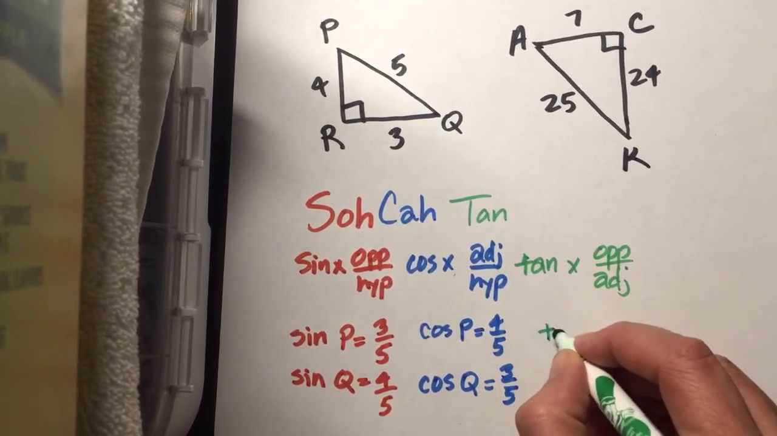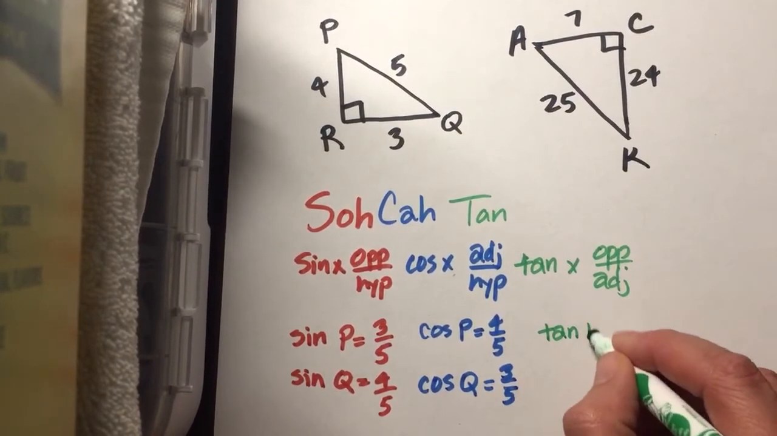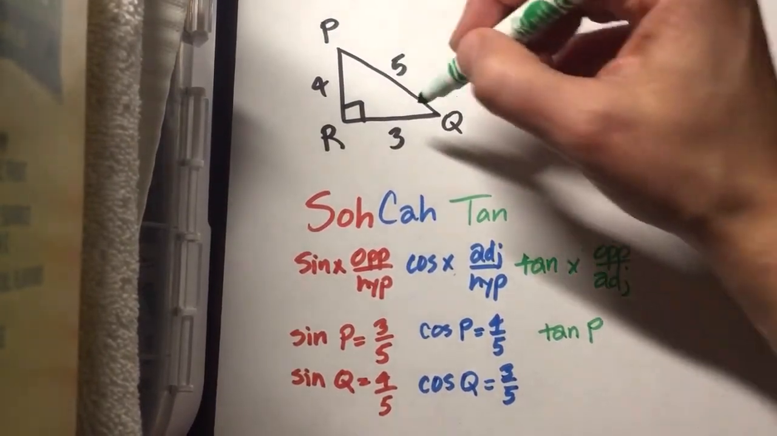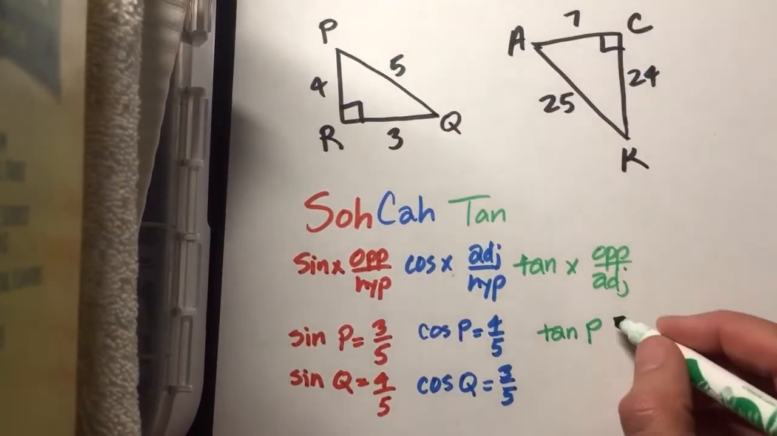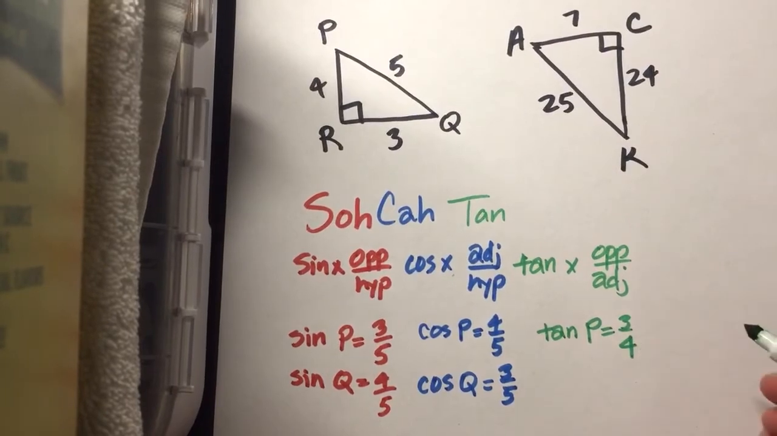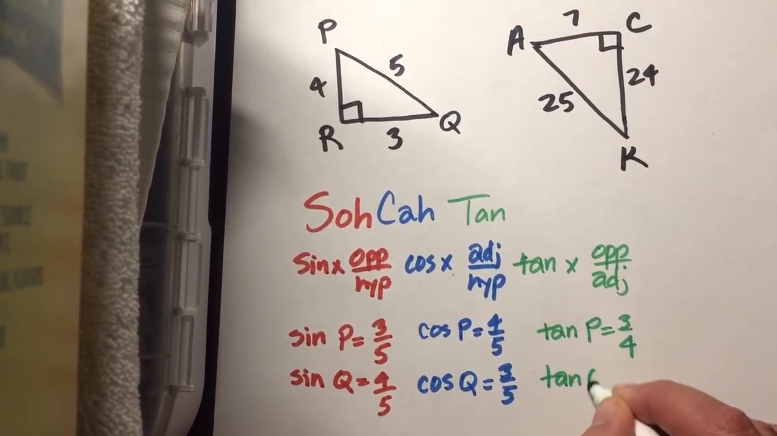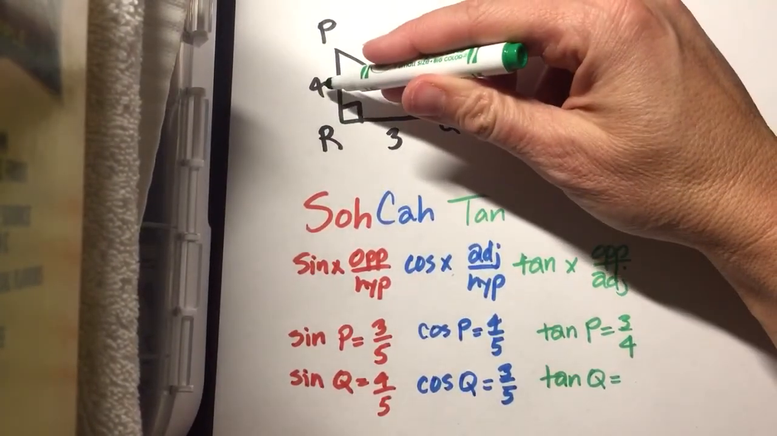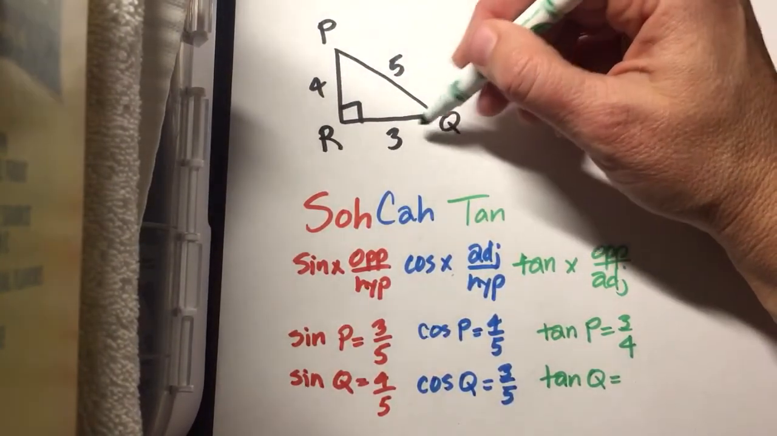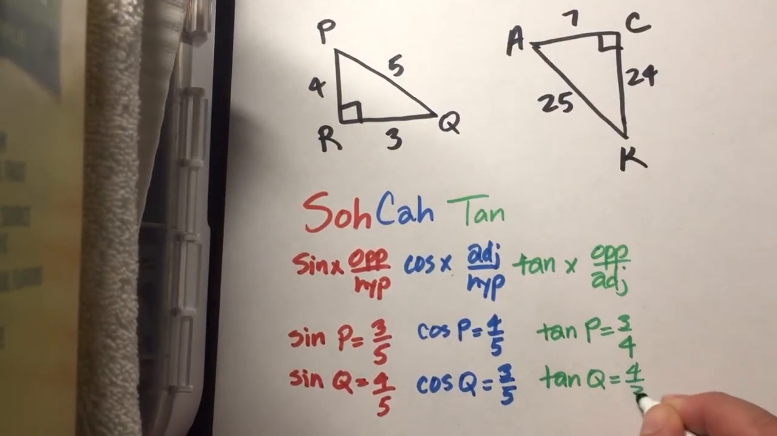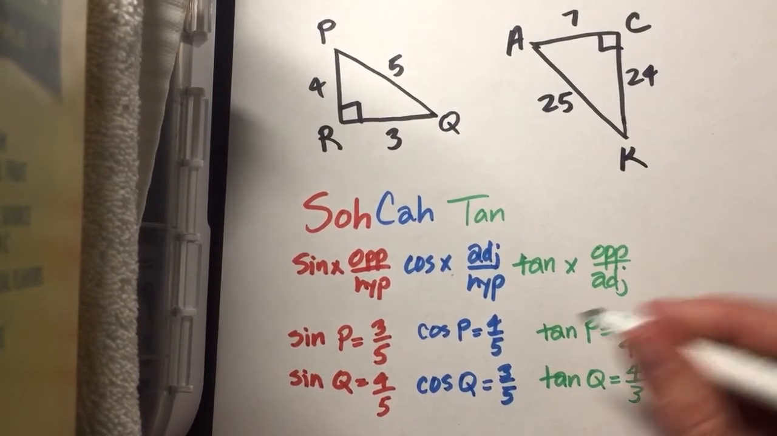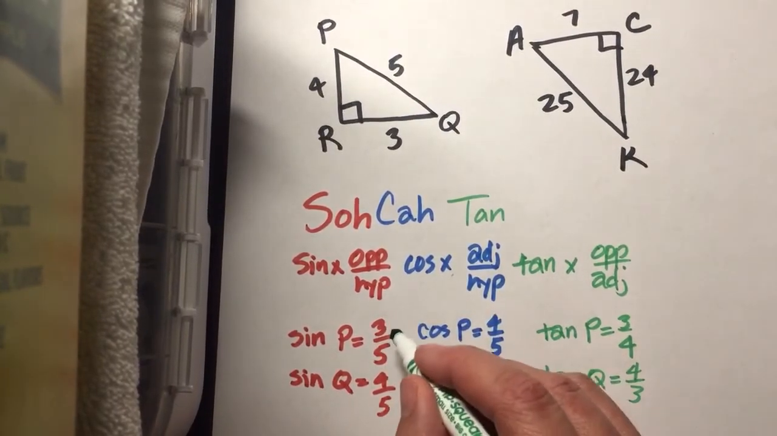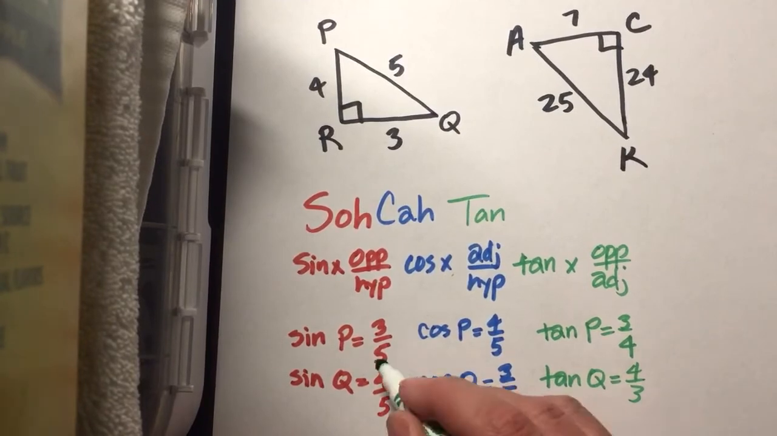All right, the last one here, we'll do the tangent of P. And for P, what's opposite? Because tangent's opposite over adjacent. 3. Adjacent is 4. So the tangent of P is 3 over 4. And the tangent of Q, here we go. What's opposite Q? 4. And what's adjacent to Q? 3. Remember, the tangents will always be reciprocals of each other, and the cosines and the sines will flip. So what was sine of P will be cosine of Q, etc.